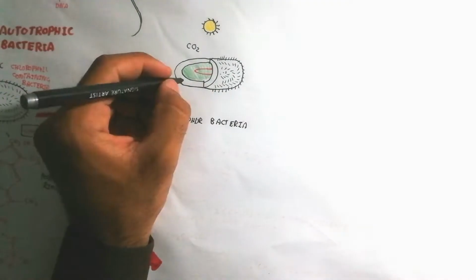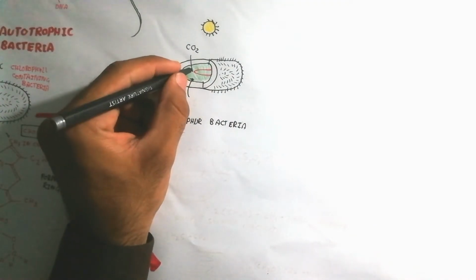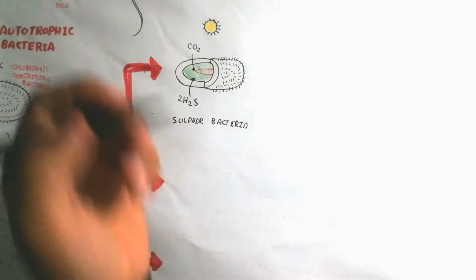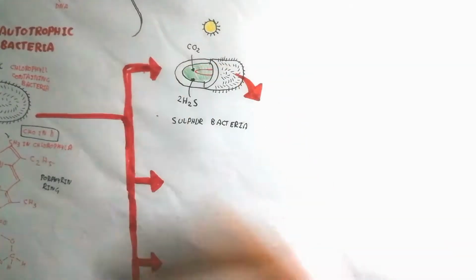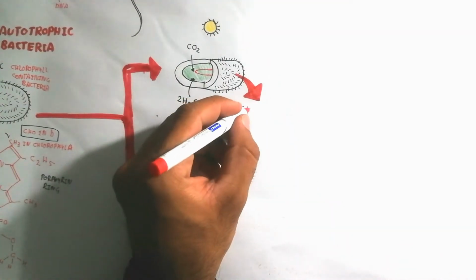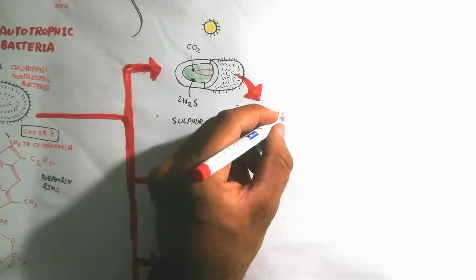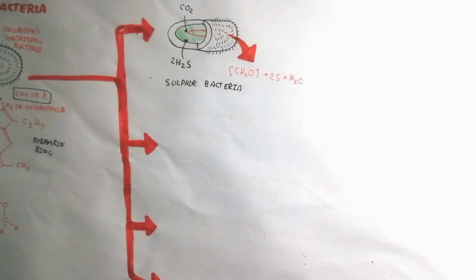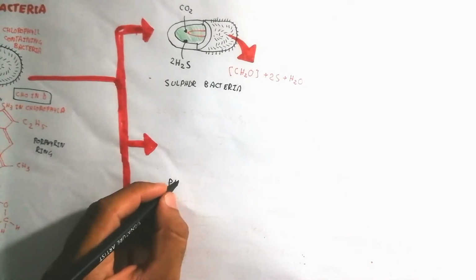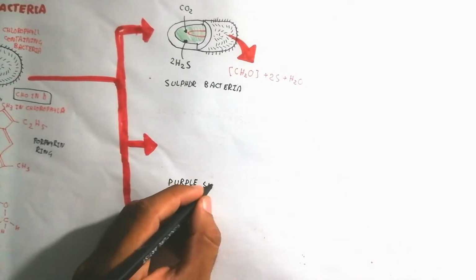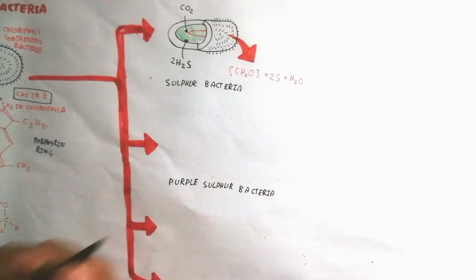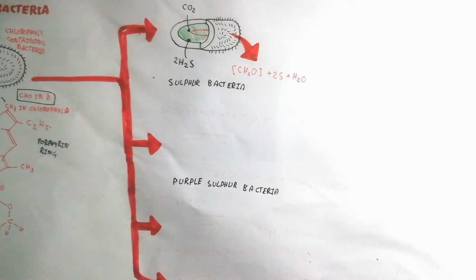So on the basis of phototrophic bacteria, there are different types of autotrophs. First of all we will talk about the sulfur bacteria, the sulfur fixation bacteria. Hydrogen sulfide and carbon dioxide combine to produce carbohydrate and sulfur, plus water. So this is known as the sulfur fixing bacteria as well.